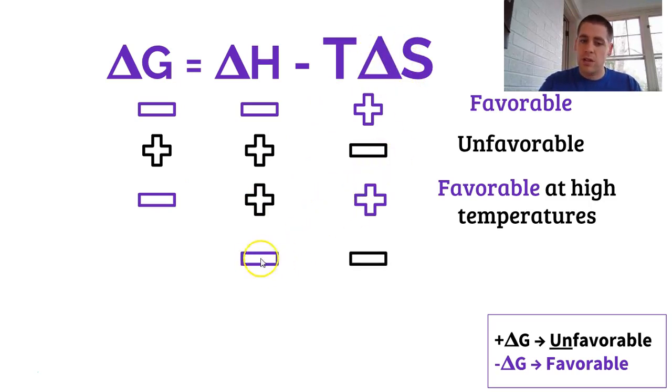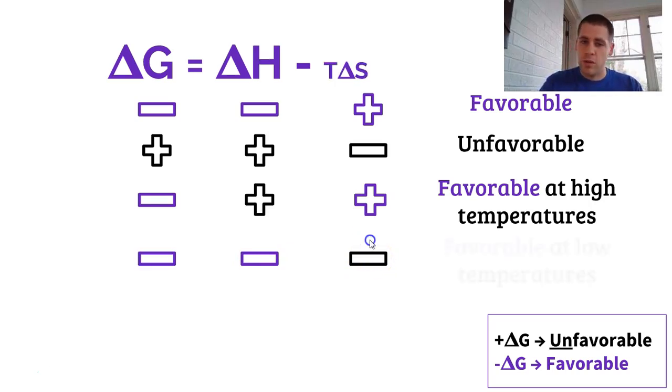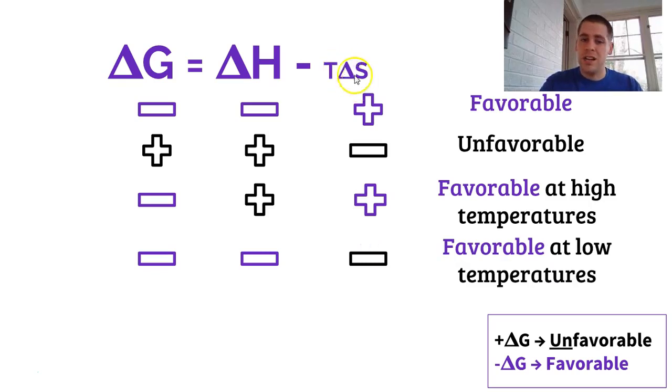What if they're both negative? So we have an exothermic reaction, which would normally be favorable, but we have a decrease in entropy, so we're getting less disordered. This is going to be favorable at a low temperature because your T delta S is going to be rather insignificant. So you're going to have a negative value minus a negative, so it's positive, but because it's smaller, because you're at a low temperature, it's not enough to make the delta G positive.